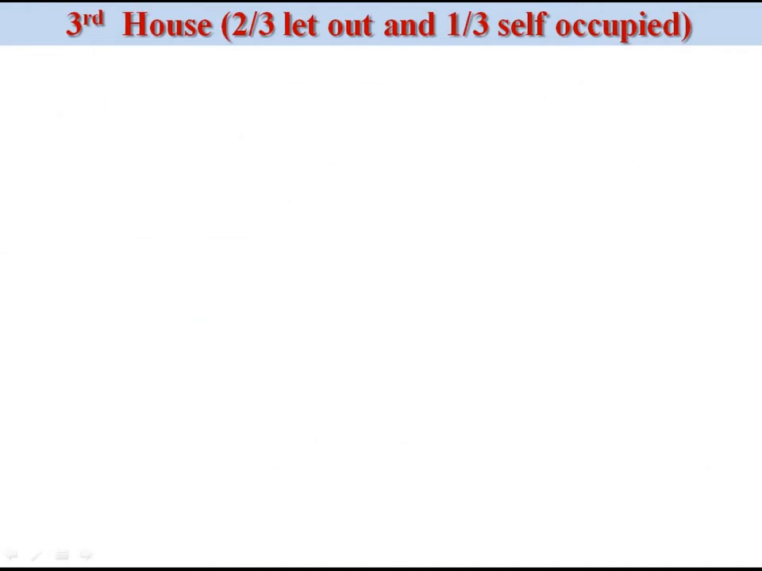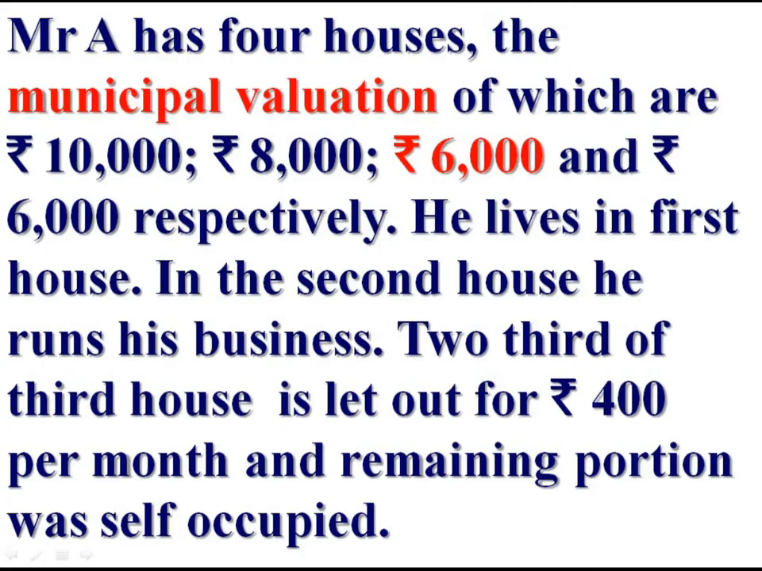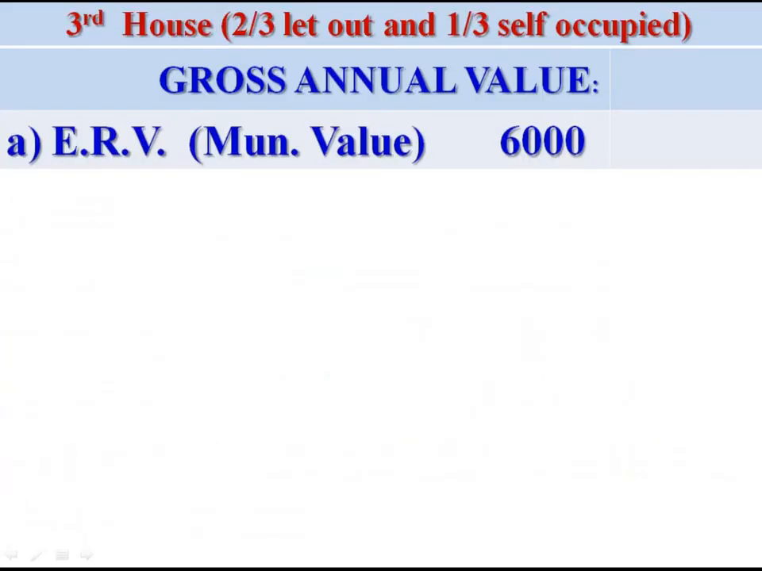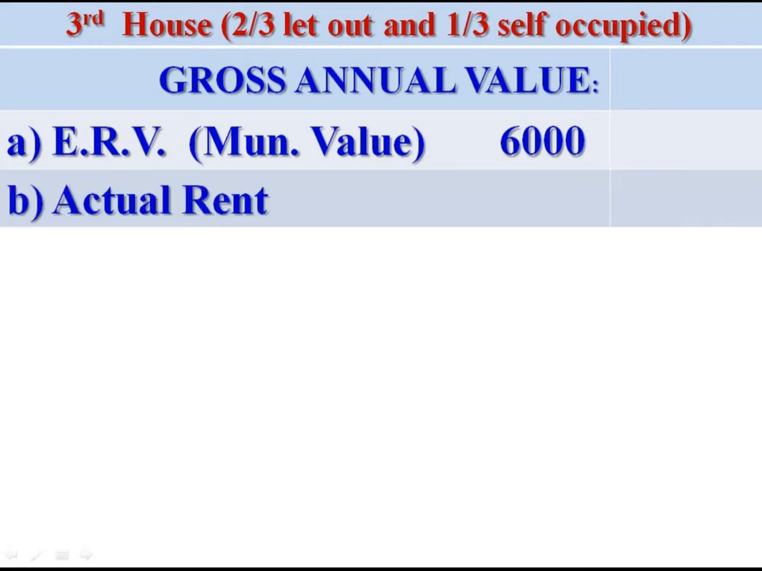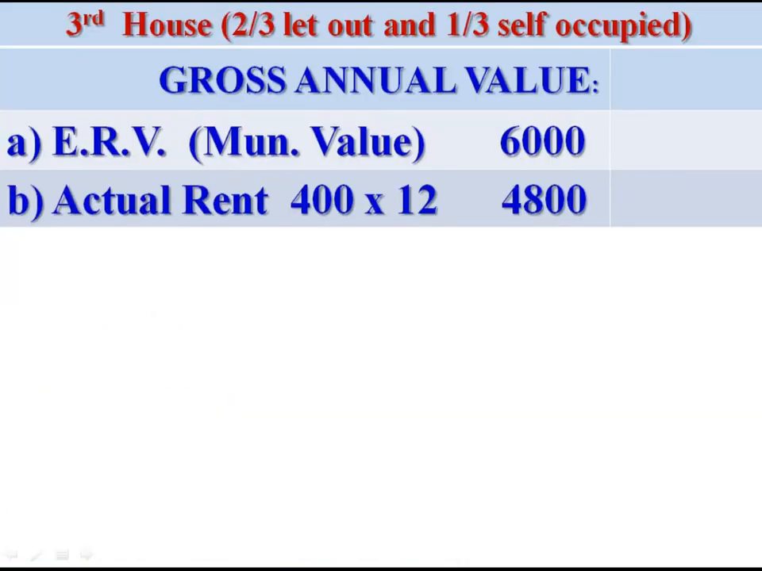Third house, 2/3 let out, 1/3 self-occupied. Gross annual value. First we have to compute the expected rental value. We have a municipal valuation of 6,000. There is no fair rental value, there is no standard rent. Therefore, this municipal value 6,000 is the expected rental value. Then the actual rental: 2/3 of the house is let out for rupees 400 per month, 400 into 12, 4,800. Which is higher? 6,000 is the gross annual value of the third house.